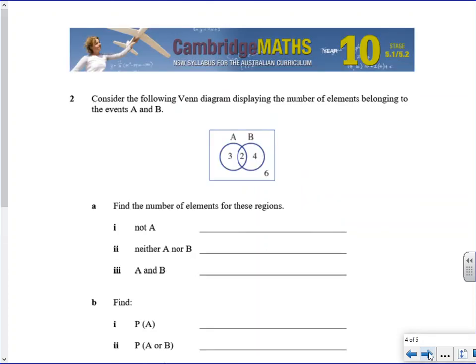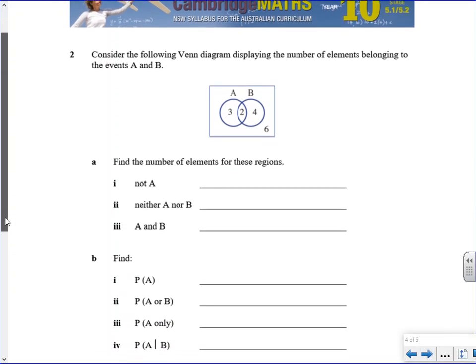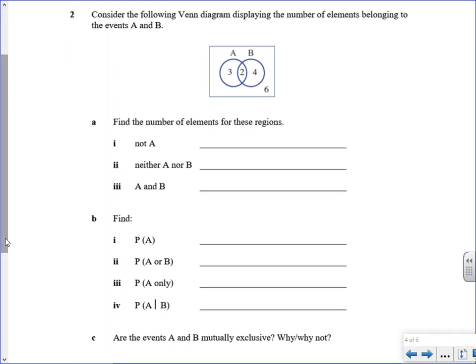Going to the next question, we have this Venn diagram. First of all, it's asking us just to say how many elements there are in each of these things. It's not really asking for the probability, but we might as well look at how many there are in total. So it's just going to be 3 plus 2 plus 4 plus 6, which equals 15. We'll just hold on to that for a second.